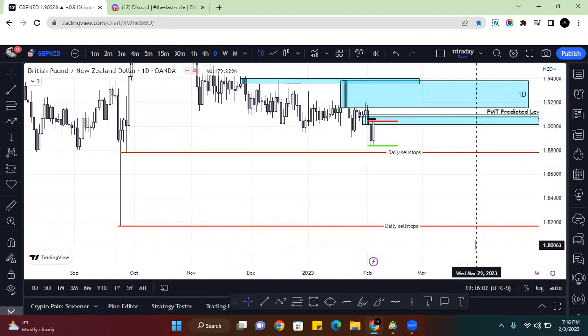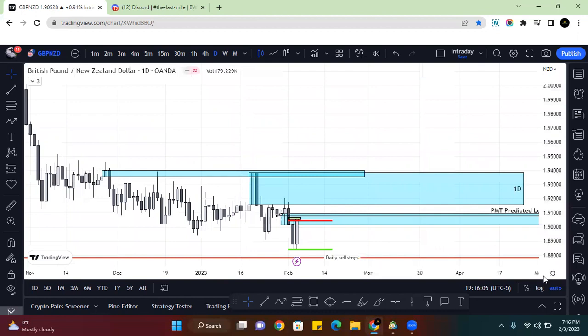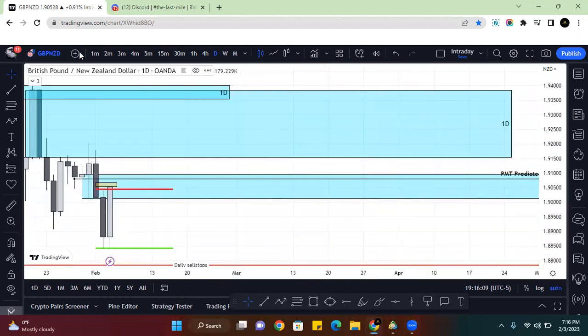If fundamentals continue to be bearish, because obviously the Great British Pound is doing pretty terrible right now, especially in comparison to the New Zealand dollar. So that's a way to read that.